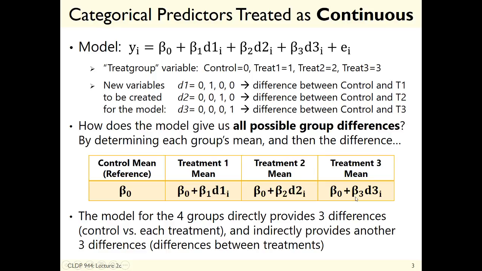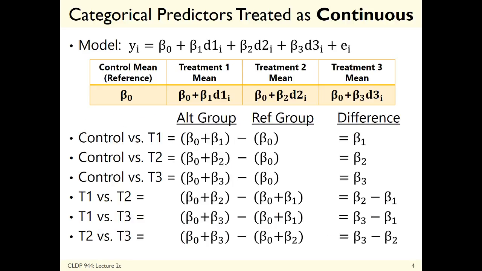So what that means then is that by default, you are only going to get 3 of the possible 6 group differences. You get control versus each treatment. What you don't get is each treatment relative to each other. But it's there. If the model understands what the mean of each treatment group should be, it also understands what its differences should be. So the first 3 differences then are given directly by the betas. This is control versus each.